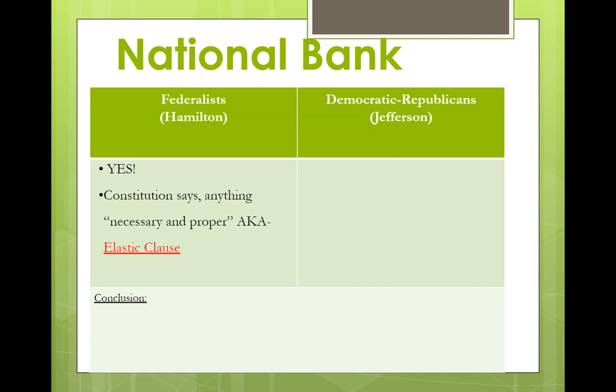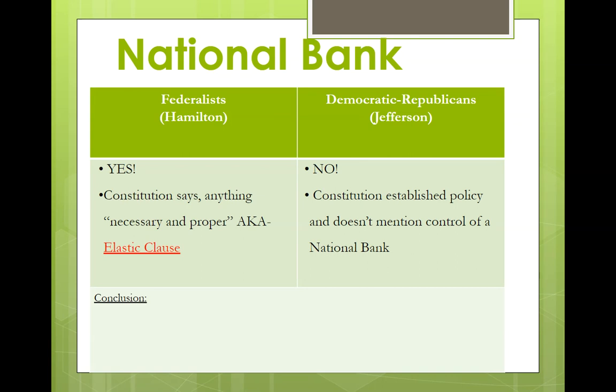into the Constitution. Democratic Republicans, on the other hand, said no, that the Constitution doesn't establish this, and it doesn't mention any control of a national bank. The conclusion was that the Federalists are going to win out. They are going to get that national bank, and they're going to use the elastic clause or the necessary and proper clause in order to make sure that that bank is put into place.